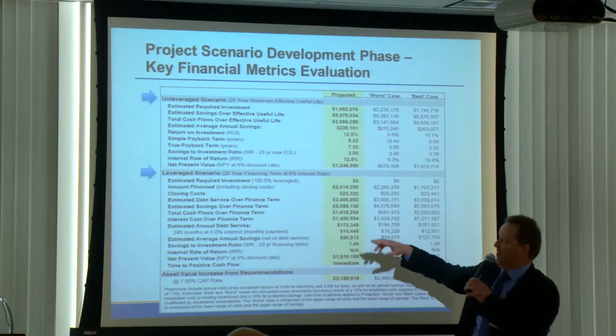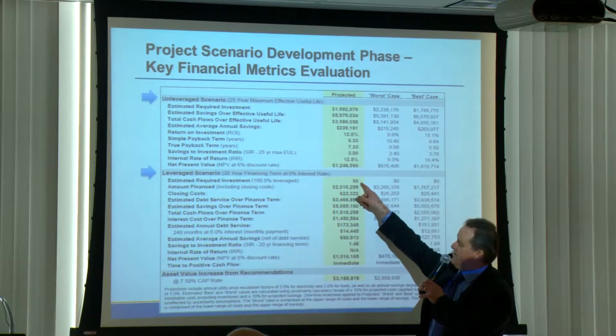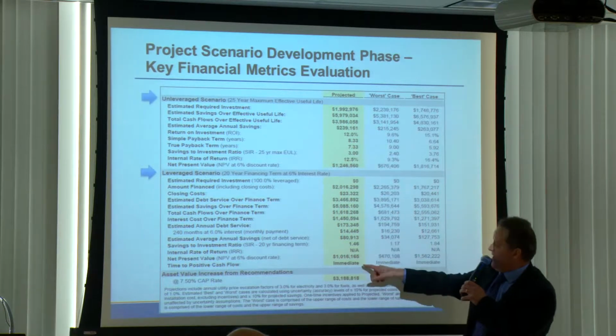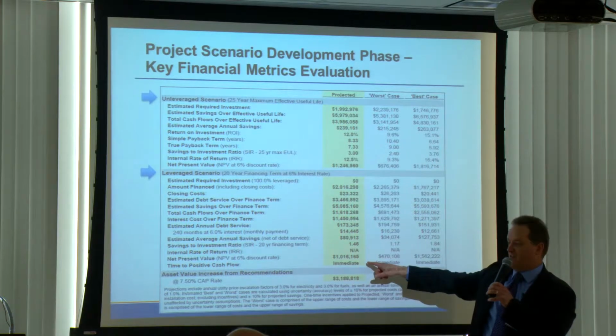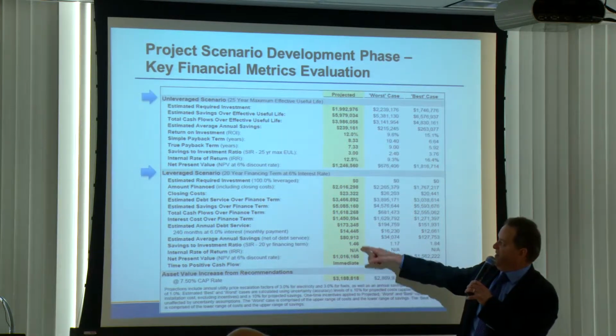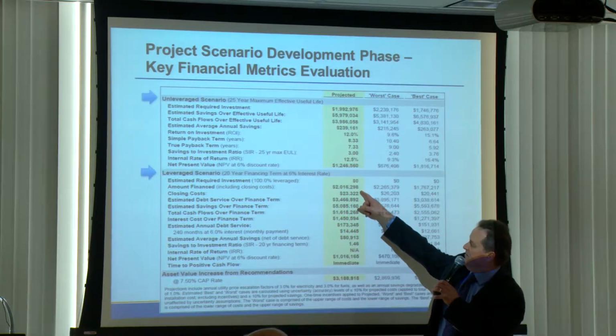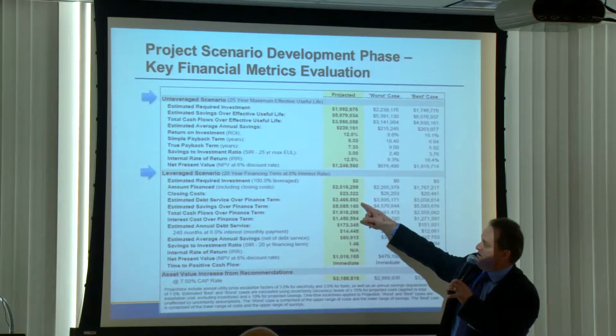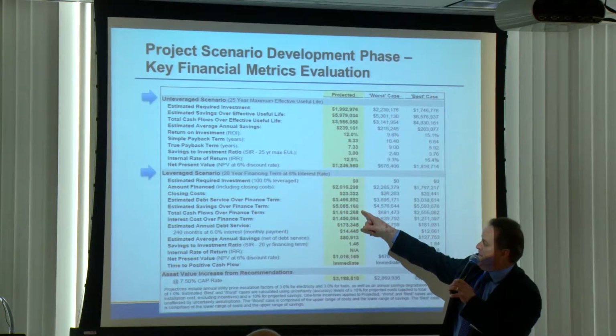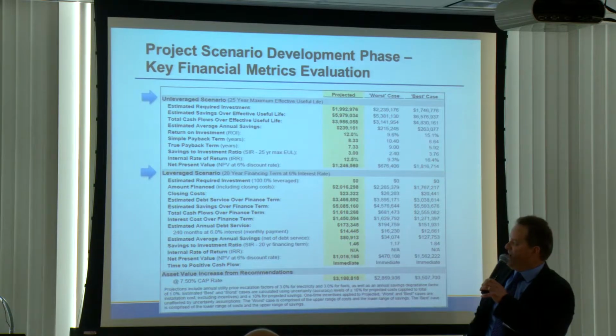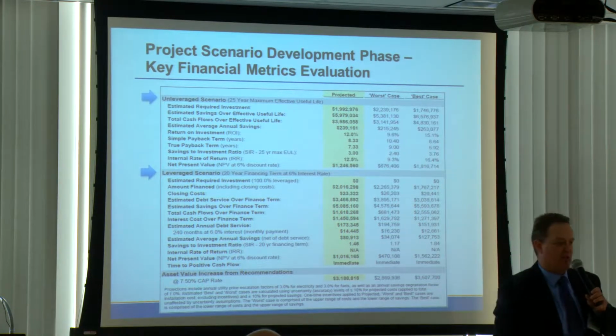So then you move into the PACE world, and here's where you come with the too-good-to-be-true theme, right? How about if we turn that into zero out of pocket and it produces positive cash flow immediately, right? You finance $2 million, which includes some closing costs. The debt service over the 20-year term is about $3.5 million. You're saving over that finance term about $5 million, with $1.6 million worth of total cash flow, right?